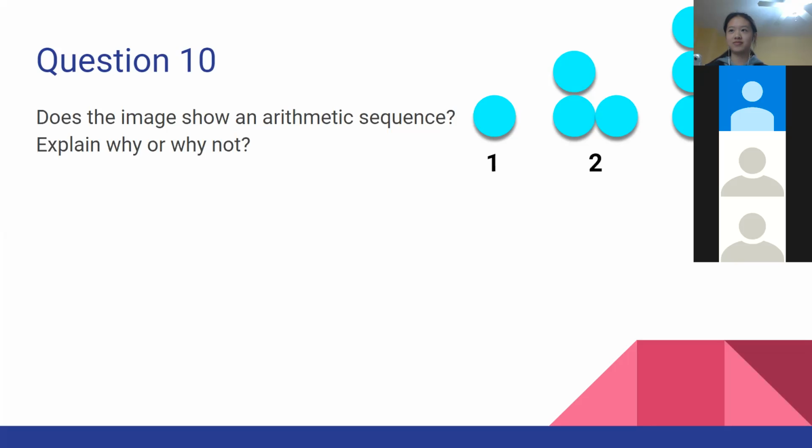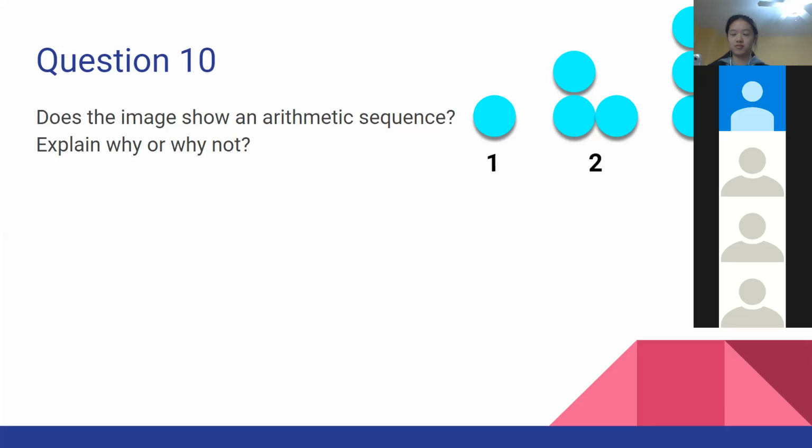I'm going to call on someone. I hope I'm pronouncing that right. I'm sorry if I'm not. Udeep. I'm sorry, I didn't really mean to. Okay, but yeah, Udeep, do you want to tell us if this is an arithmetic sequence?